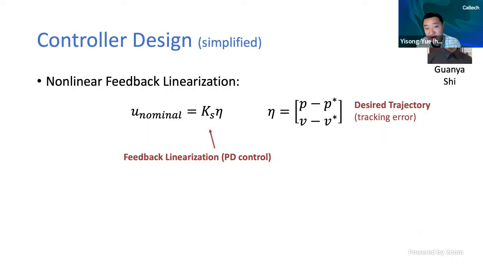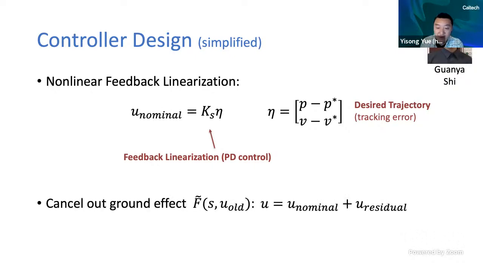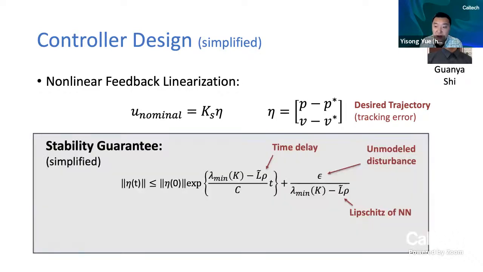And so the controller design is very simple in this case, actually. It's just a feedback linearized PD control. I don't want to go into the details too much, but the basic idea is that using this residual dynamics, you can cancel out the ground effect. And then because it's a feedback linearized control, you can just do that in the control space. The way we do this does require that there's a Lipschitz constant and a small time delay on our controller, which are satisfied in the robotics application.